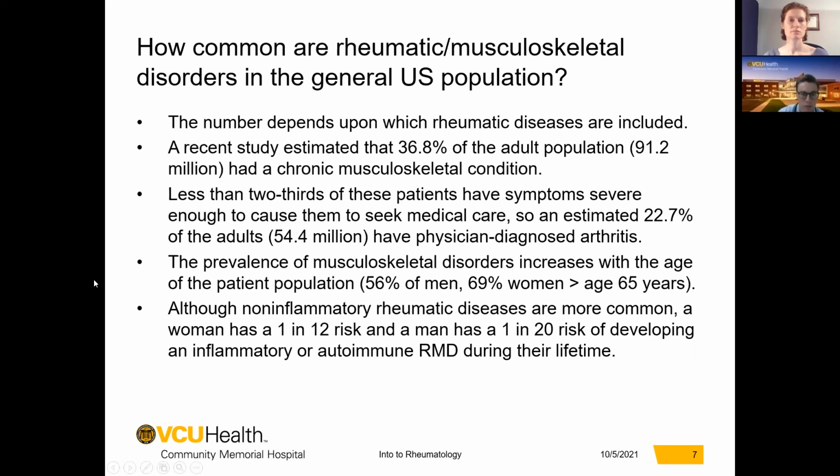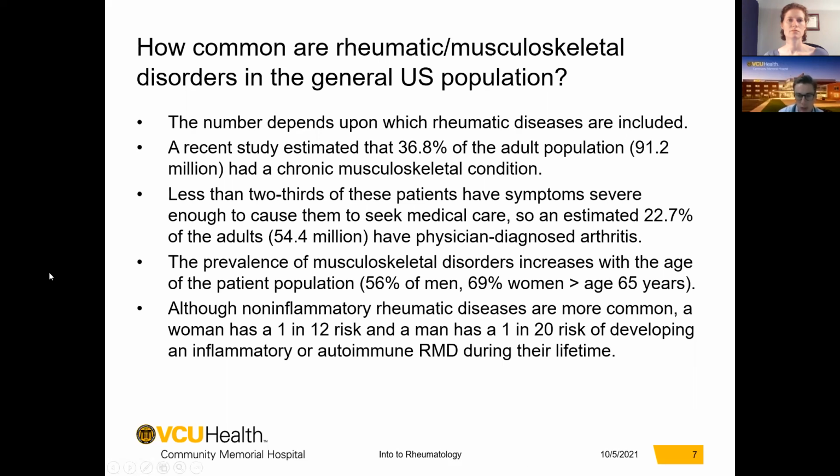So how common are rheumatic and musculoskeletal disorders in the US population? Very, very common, with up to 36% of the adult population having a chronic musculoskeletal condition. About 2/3 of these patients have symptoms significant enough that they see a doctor for them. About 20% of adults have physician-diagnosed arthritis. And the prevalence of these musculoskeletal disorders does increase as people age.